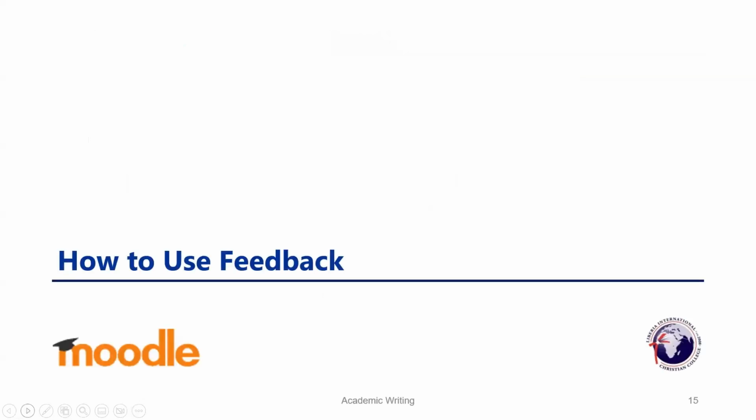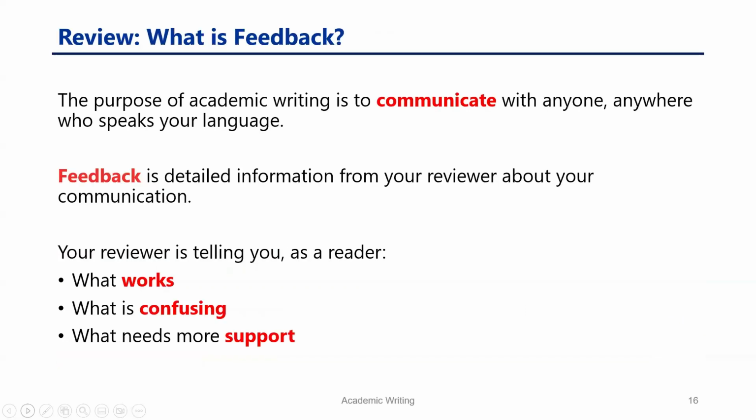When you get feedback from your classmate, here's how to use it. Let's review one more time. The purpose of academic writing is to communicate with anyone, anywhere who speaks your language. Feedback is detailed information from your reviewer about your communication. How well did you do? Your reader is telling you, in their role as a reader, what works, what is confusing to them, and what needs more support.